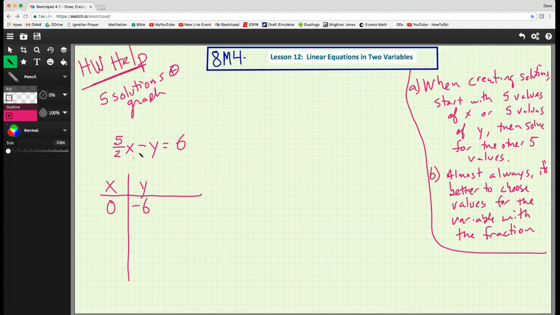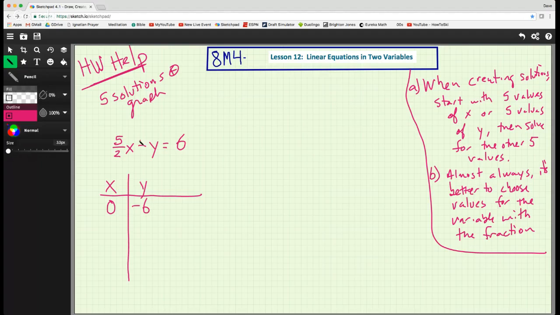Now, one other key thing is when I'm choosing these numbers for x, do I want to choose even numbers or odd numbers? Am I going to choose numbers like 1 and 3 and 6 and 5, or would I rather choose even numbers, and why? Well, let's look at this. I'm going to tell you that it's better to choose numbers that are going to cancel with this 2.